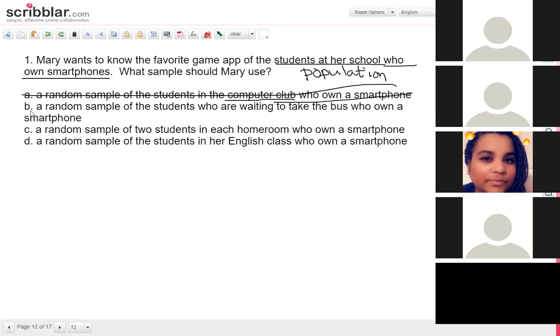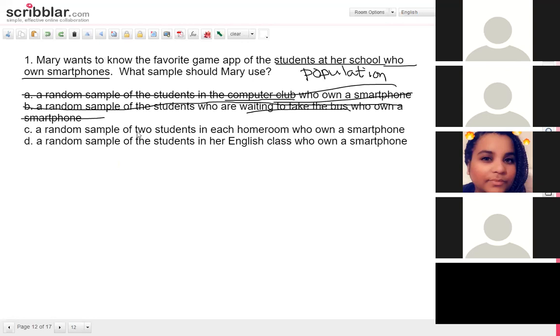Let's go through and find out. So B is a random sample of the students who are waiting to take the bus who own a smartphone. Again, that's getting too specific. Even though that might have worked, it doesn't include all the people who maybe have parents driving them to school, or if it's high school, maybe they own their own car, or maybe they just walk. So it doesn't cover enough of the population. It sounds good, but it's not the best fit.